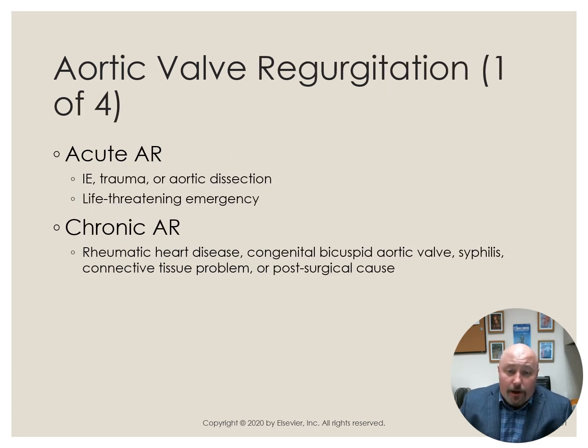In the case of aortic valve regurgitation, acute aortic regurgitation is due to things like infective endocarditis, trauma, or aortic dissection, and should be considered a life-threatening emergency. Chronic aortic regurgitation, on the other hand, is due to things like rheumatic heart disease, congenital bicuspid aortic valves, syphilis, connective tissue problems, or even post-surgical causes.